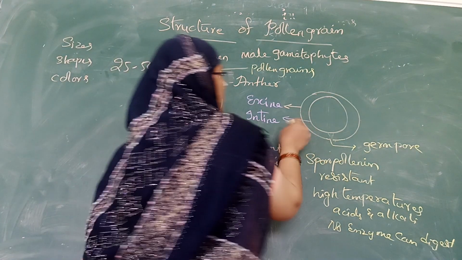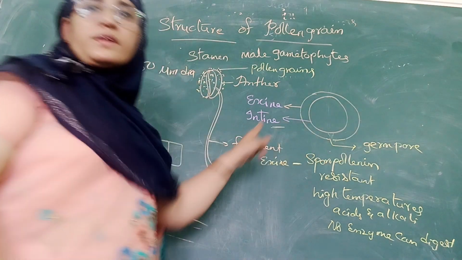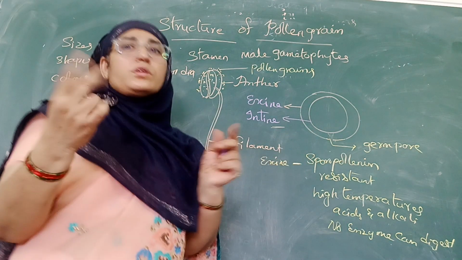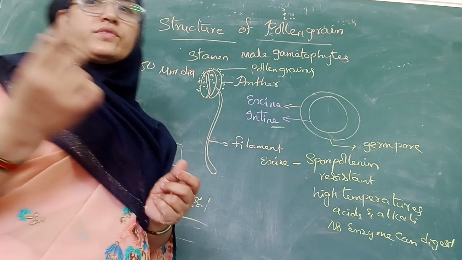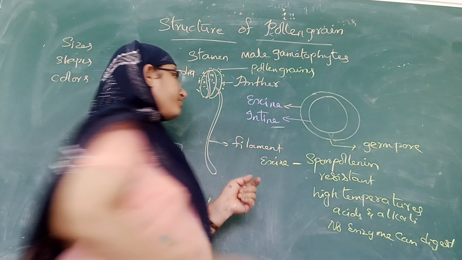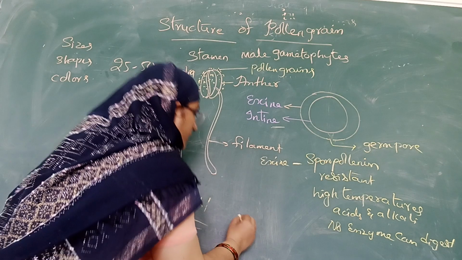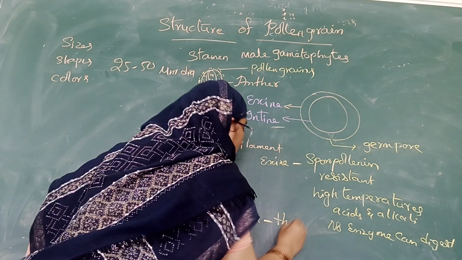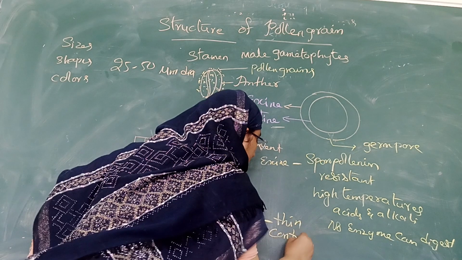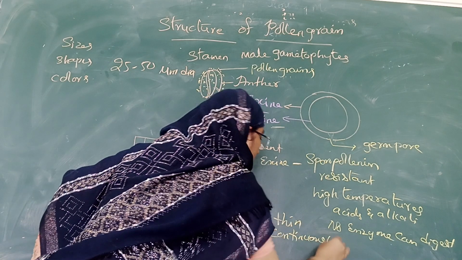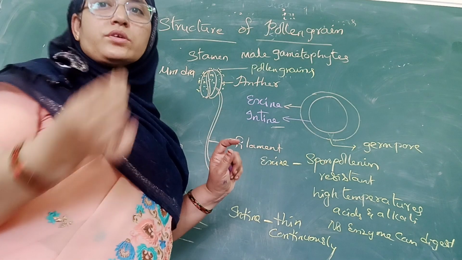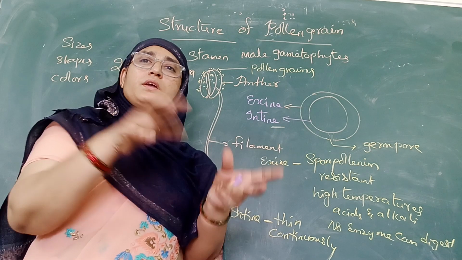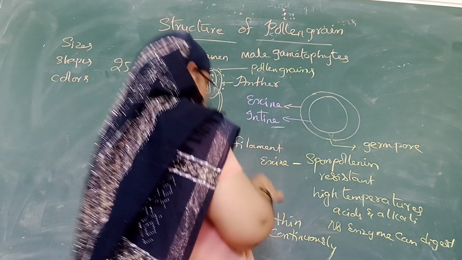Right. Now, next we go to the second layer. What is the second layer surrounding the pollen grain? It is nothing but the intine. The intine is not that hard or tough. It is soft and thin, but continuous. It does not have any germ pore or anything. It is present continuously, and within the intine the plasma membrane is present.